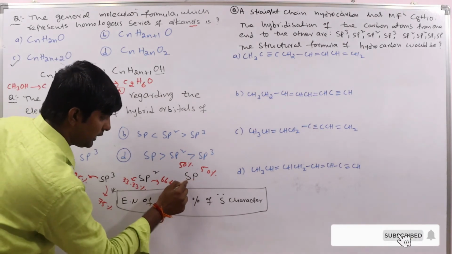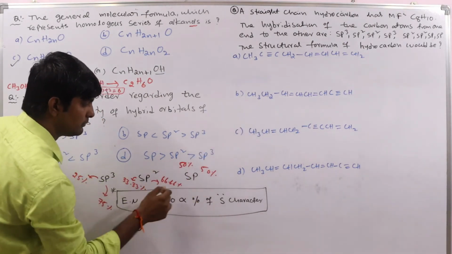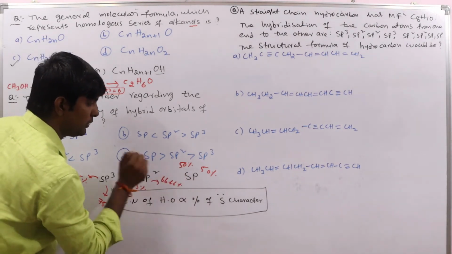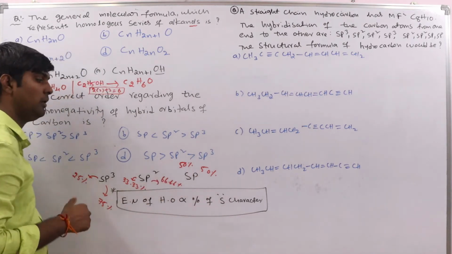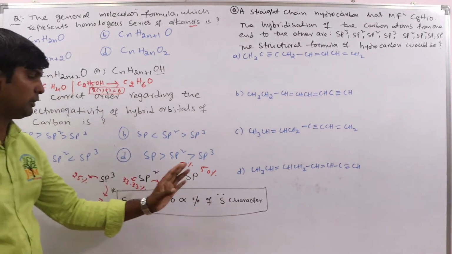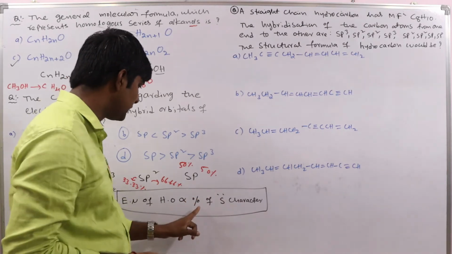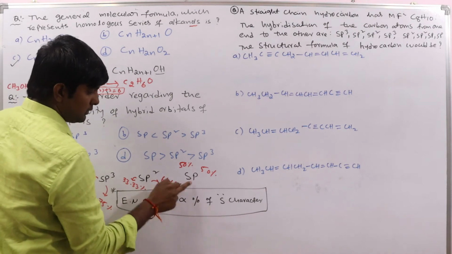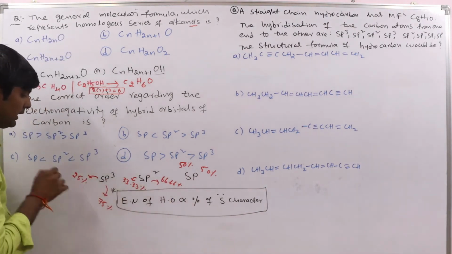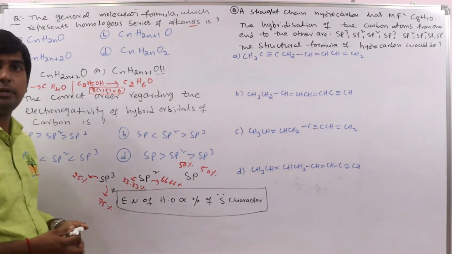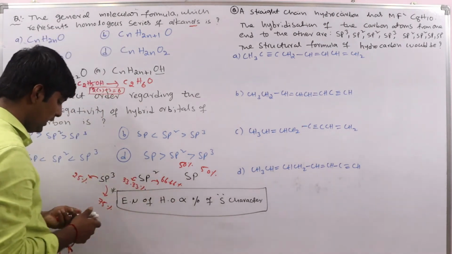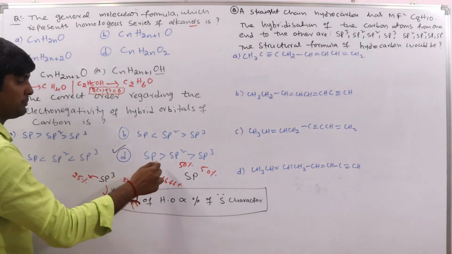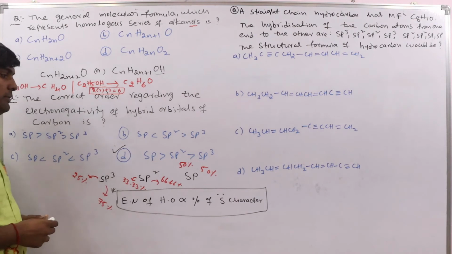There are only 2 orbitals, S and P, so 2 sp hybrid orbitals are present, and S percentage is 50%, P percentage is also 50. Forget about the P; we only have to focus on the percentage of S character. 50%, 33.33, 25%. So which hybrid orbital has more electronegativity? The sp hybrid orbital. So the answer is sp greater than sp2 greater than sp3.